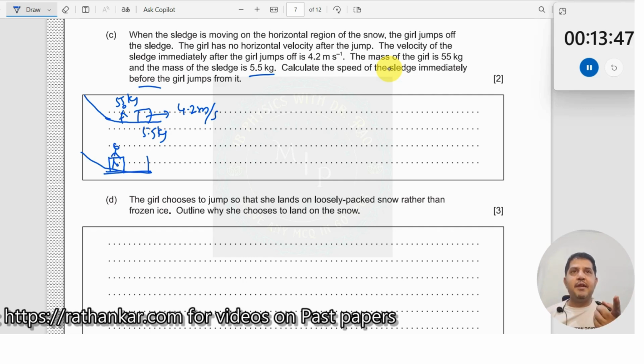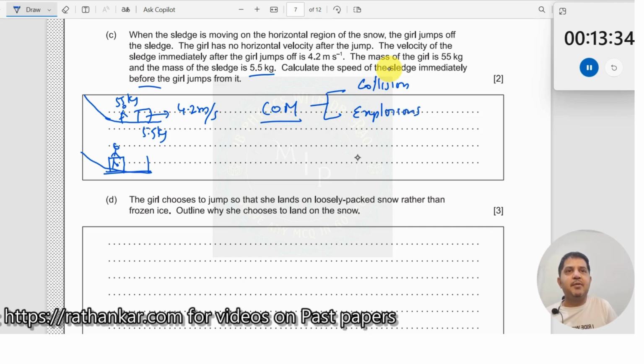Which rule will you apply? You will apply conservation of momentum, right? Conservation of momentum could be applied in two situations. You can apply it during collisions. You can apply it under explosions, right? Both of them you can apply. And the only condition for this to be true is that no external force acts. No external force acts. This is the condition.